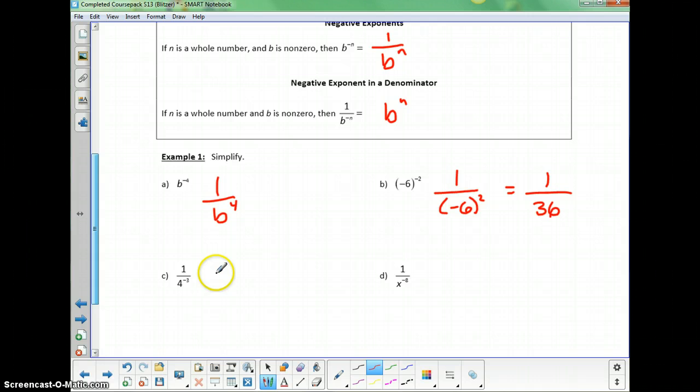Okay, 4 to the negative 3, that's the same thing as, that moves up here, so it's the same thing as 4 to the third over 1. I don't really need to write over 1 though, so it's the same thing as 4 to the third, and 4 to the third is 64. Okay, and it's going to move this up as well. That's the same thing as x to the 8th over 1, or just x to the 8th.